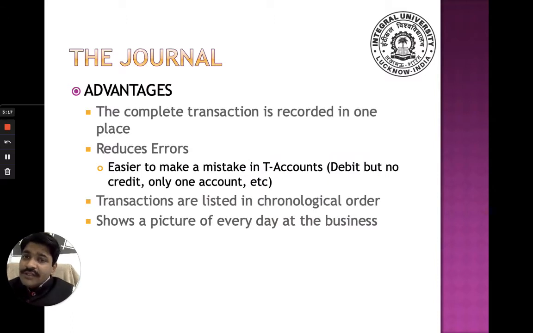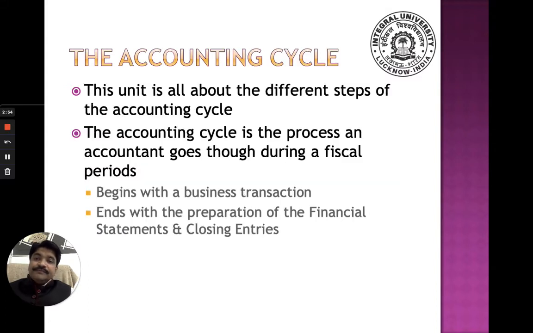What are the advantages of journal entries? The complete transaction is recorded in one place, which reduces errors. It is easy to make mistakes in T-shaped accounts, such as a debit but no credit, or only one account. The transactions are also listed in chronological order, showing a picture of every day at a business.